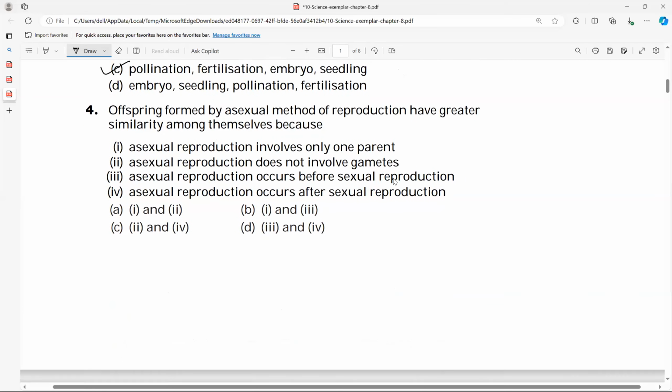Yes, answer question number 4. Question number 4. Option A. 1 and 2. 1 and 2. Why other students are not responding? Why other students are not responding? Hmm? Option.